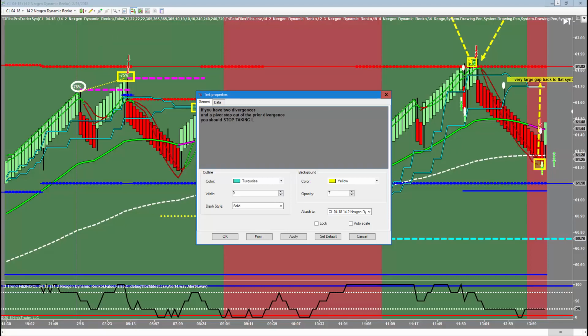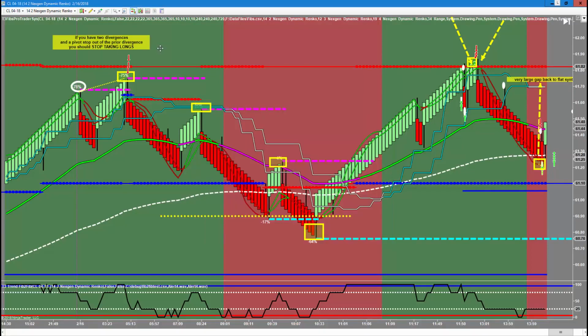Okay? You guys understand this concept here? If you have divergence, you're like, all right, we might go lower. And then you have a second divergence that basically stops out the first one and then goes the other way, you have to stop taking long trades.